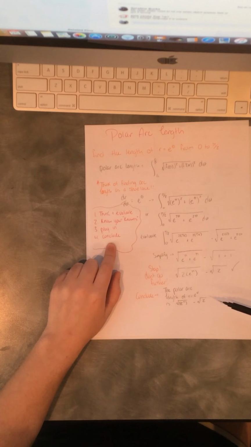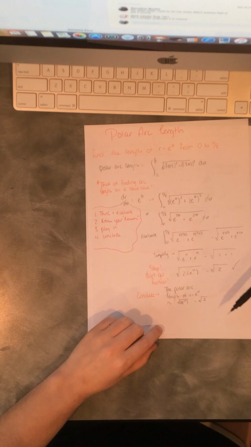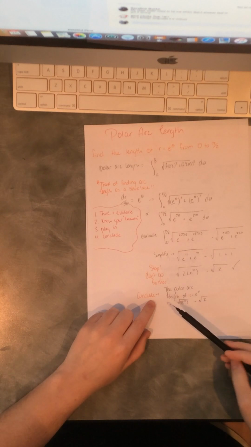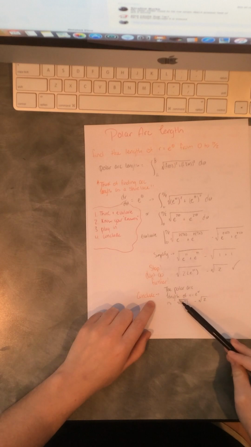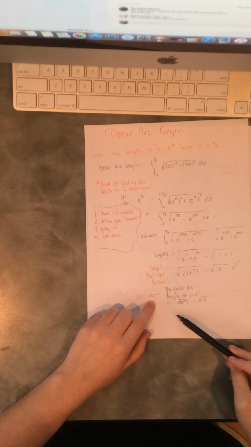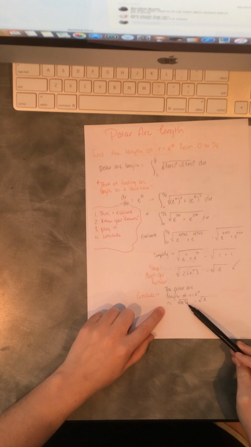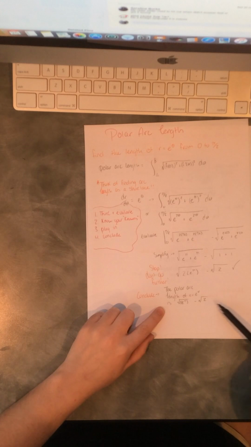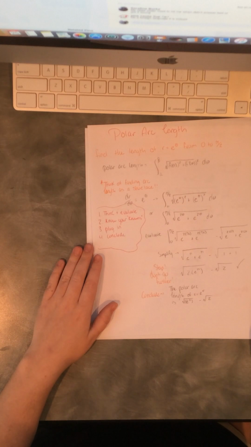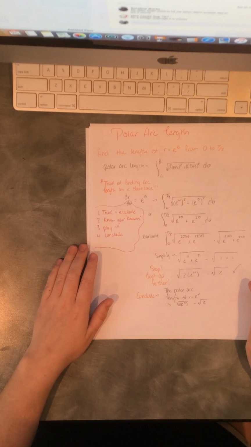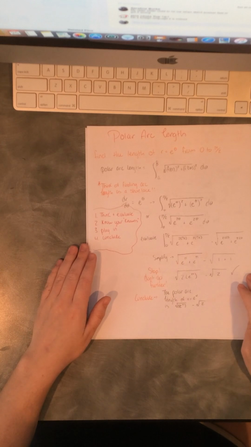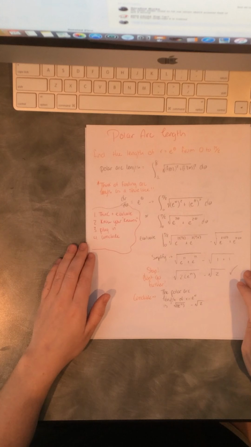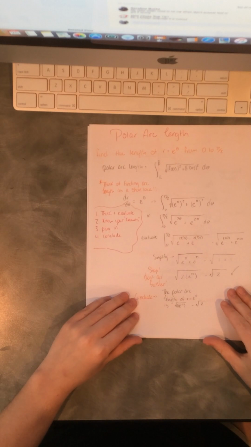Make sure you conclude, because the graders like that, and sometimes your teacher will like that. And I conclude that the polar arc length of r is equal to e to the theta is the square root of 2e to the pi minus the square root of 2. And that's it. That's all we have to do. So that was pretty easy for example 1, and hopefully that seemed pretty simple.